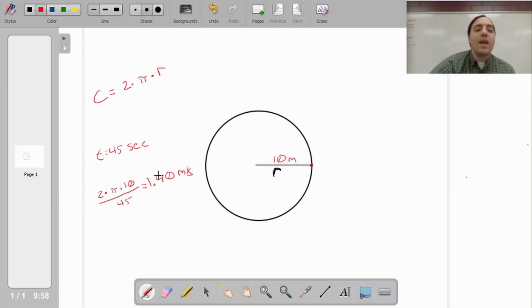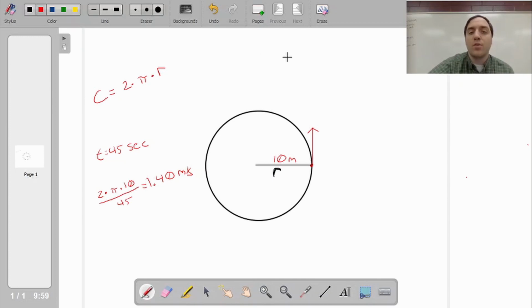Now, if we assume that our speed is constant, which again we have to do, that means that here I'm going 1.40 meters per second, and here I'm going 1.40 meters per second, which means that my tangential velocity, or my velocity at any given moment, no matter which direction I'm heading, is also going to be this 1.40 meters per second.